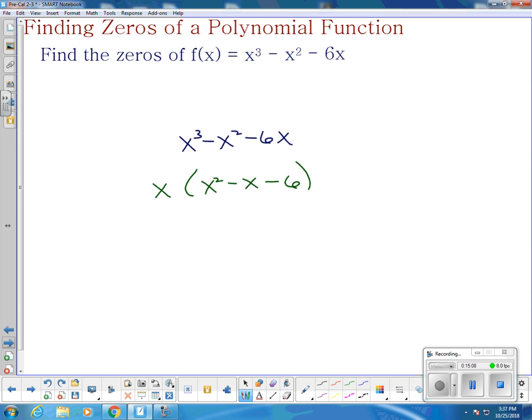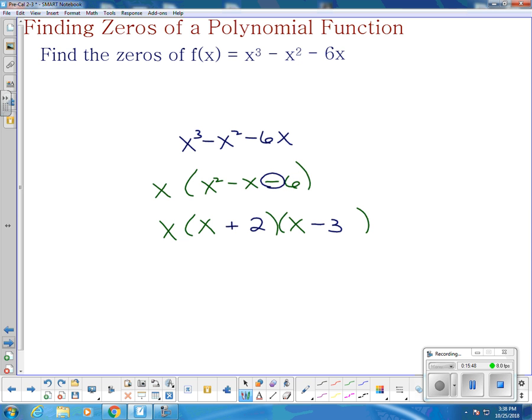And we have an x times a quadratic, and you should be able to factor the quadratic. Most of the ones we're going to be dealing with here are going to be pretty basic quadratics to factor. You have x squared, so it's got to be an x and an x. And then we're looking at what multiplies to -6 but subtracts to -1. We need a -1, so it's going to be a 2 minus a 3. So 2 minus 3 is -1. 2 times -3 gives you that -6 you need at the end.